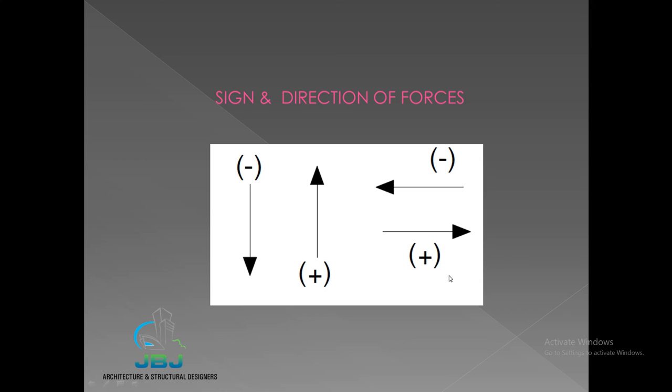You may ask a question like this: why can't I take an upward force as negative and a downward force as positive, or a rightward force as negative and a left force as positive? You can do that, it doesn't matter. The simple thing is, if you take upward as positive, you must consider downward as negative. Or if you consider downward force as positive, you must consider upward force as negative. If you consider the leftward force as positive, you must consider the rightward force as negative. That's the simple difference. Only then can we solve these equilibrium conditions.